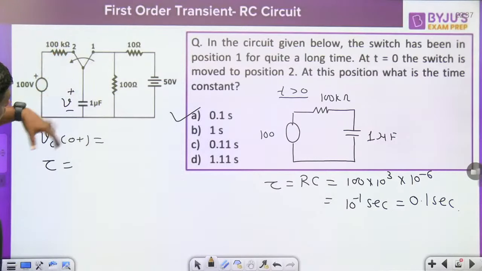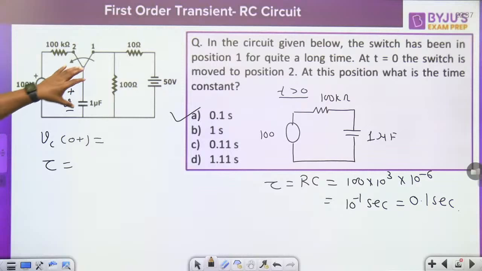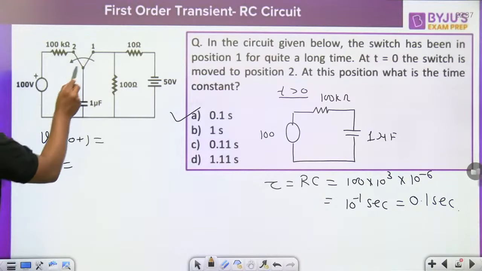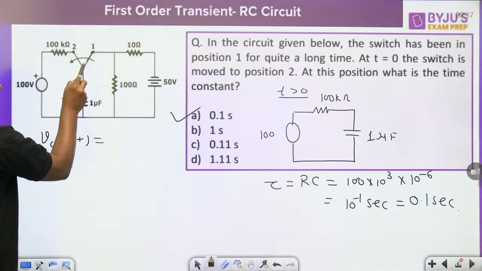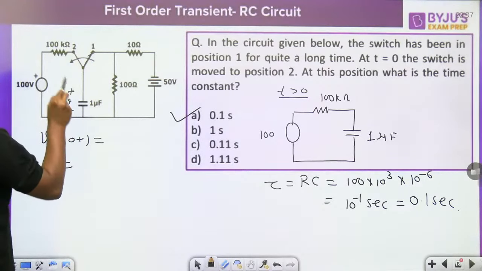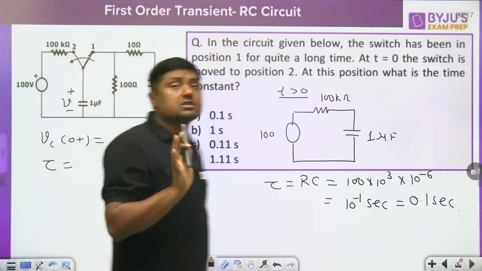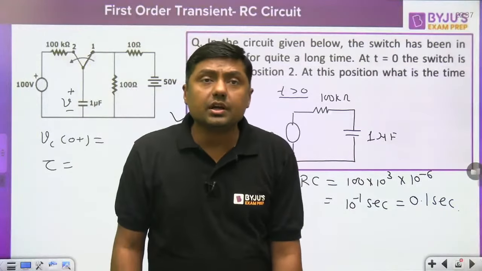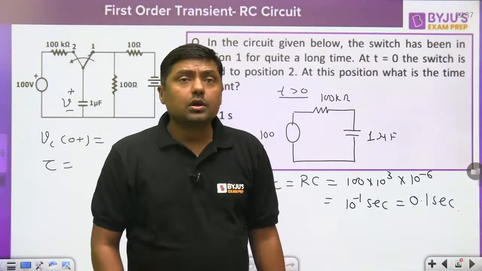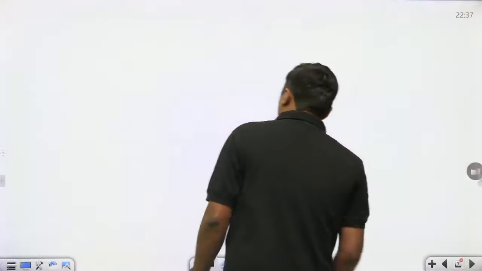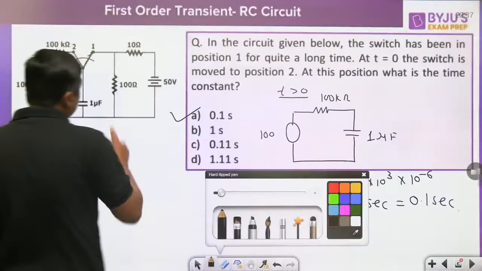This is the time constant. Now, what is the initial voltage across the capacitor? If you want to calculate the initial voltage, for t less than 0, this switch is connected to position 1. At t equals 0 negative, the circuit is in steady state. Then we can make this circuit like that.